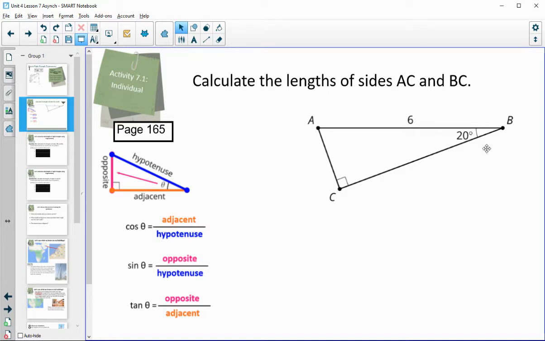So first, make sure you remember to find the acute angle that you're using. In this case, it's 20. You could use this other one too if you wanted to label it. If you subtract 20 from 90, you figure out that this one's 70 and then use that one. You're welcome to do that. But determine which angle you're going to use and then label the sides accordingly.